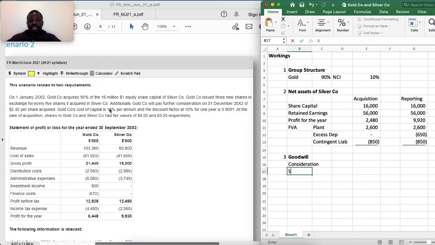So the first consideration is share exchange. So now we'll calculate how many shares were purchased: 90% multiplied by 16,000. We get the number of shares that were acquired. Then we exchange at 3 is to 5. Then the share price of Gold was 8 at acquisition, we are given this information here. Now let's calculate it there.